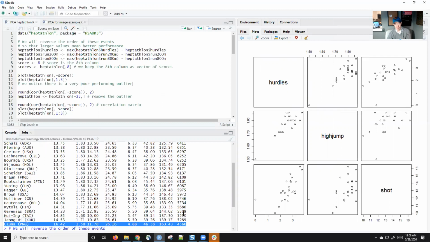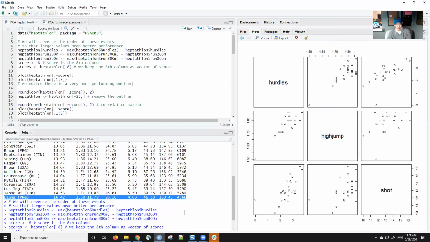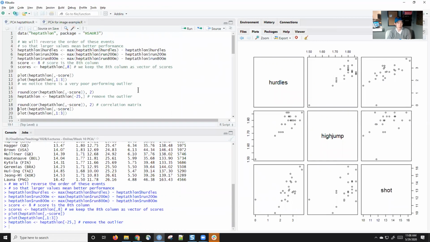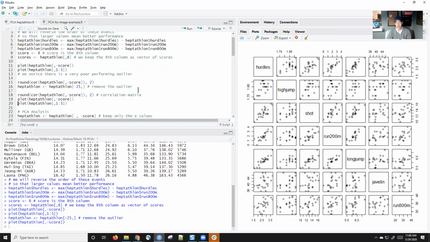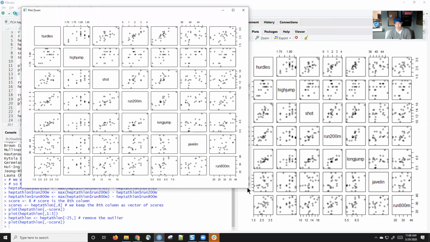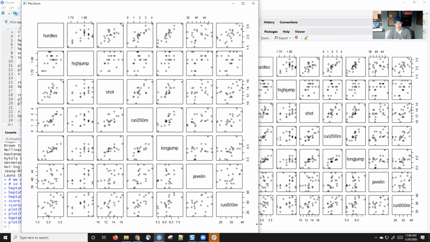And so I think for the sake of our analysis, it might make sense to remove the outlier. So we'll go ahead and do that. Okay. And if we plot that, with the outlier removed, now we can see all the dots here.